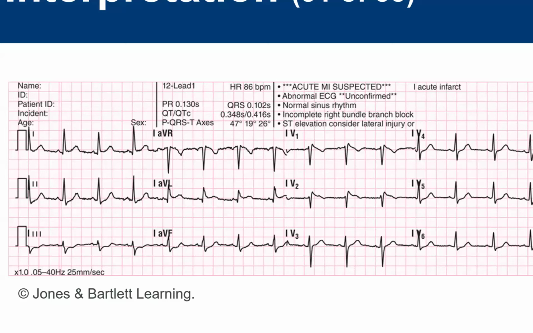If we have elevation in the lateral, we should not, 99.99% of the time, have elevation in the inferior. So if you do have that, that's something else. Is that a mimic? If you have elevation in lateral and elevation in inferior, it's most likely not a STEMI, because those two are opposite of each other. Same thing, if you have elevation in inferior, you should not have elevation in lateral. They're opposite of each other. I hate the word always, but yes.